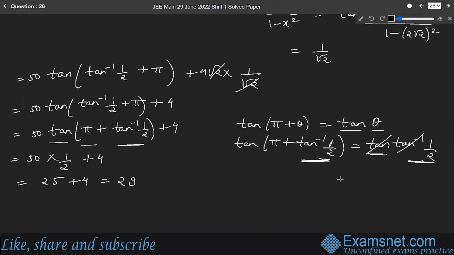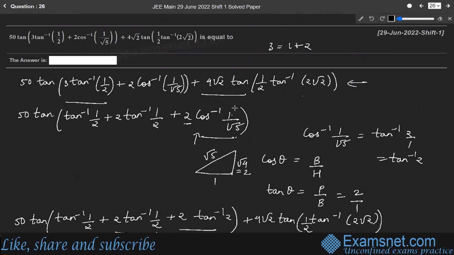All you have to remember here is the basic formulas related to trigonometry. All right. So for this question, the correct answer is 29. I hope you are clear with this question.